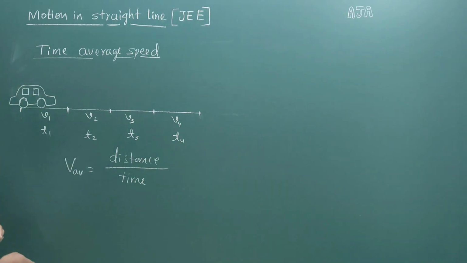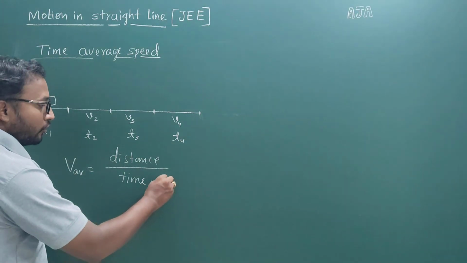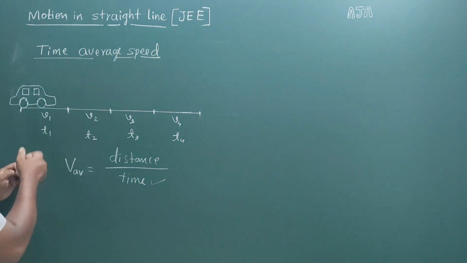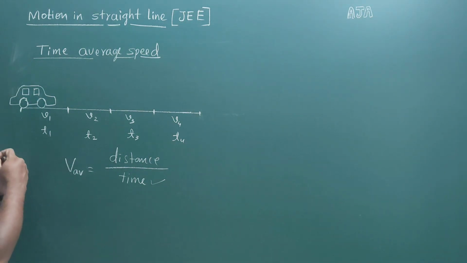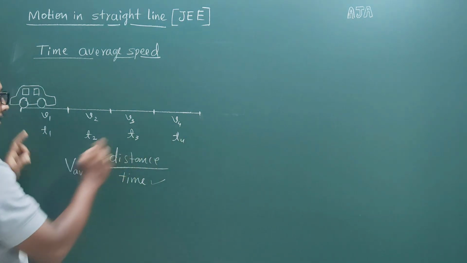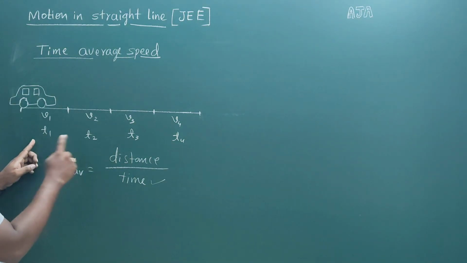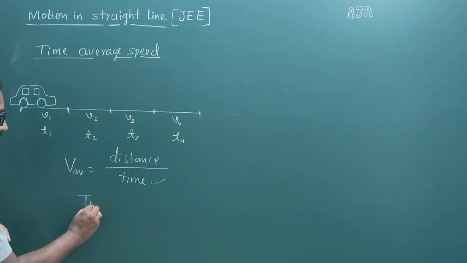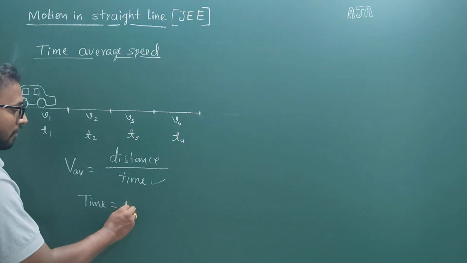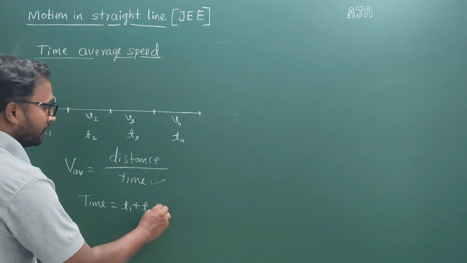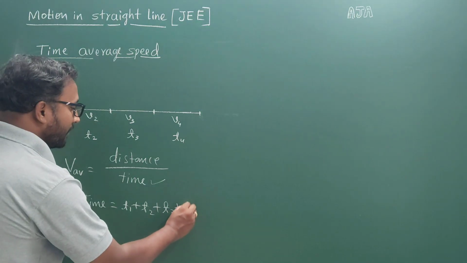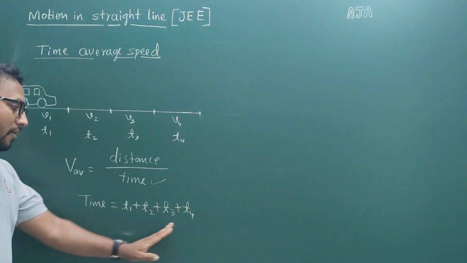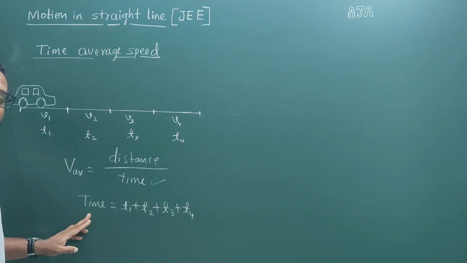Now, to calculate the total time, it is very easy in this case, because what is the total time taken by the car to go from here to here? It is nothing but the sum of all these time intervals t1, t2, t3, t4. So the total time for the journey of the car is t1 plus t2 plus t3 plus t4. Four time intervals are given, and the sum of all of them gives the total time of the journey.